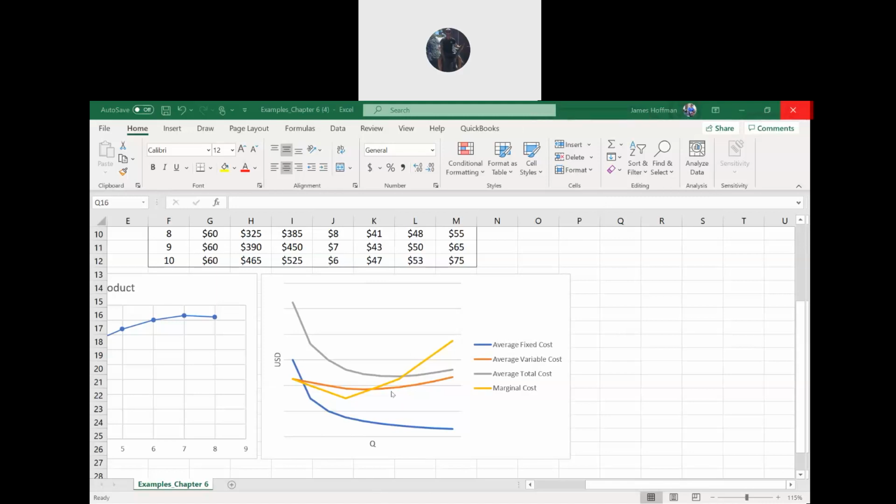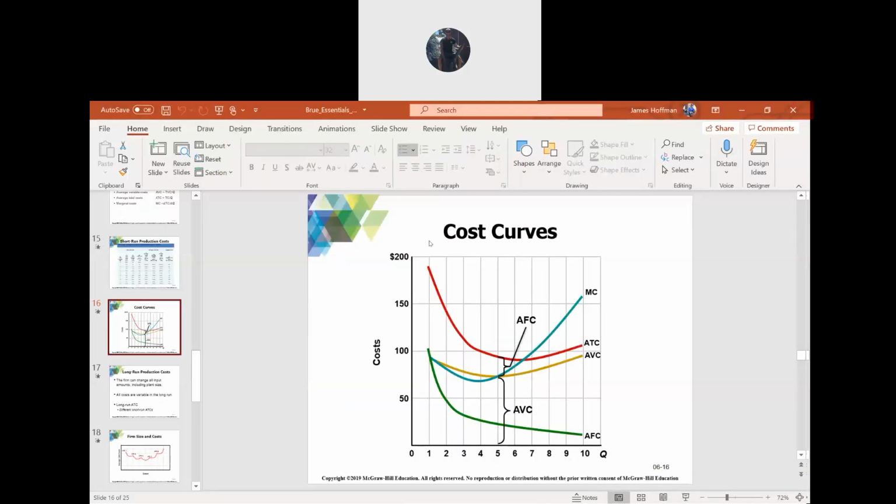All right, so yeah, doesn't that look pretty similar to what we saw in this slide here? So average total cost kind of does that. Average variable cost kind of does that. Average fixed cost always decreases because you're leveling out your fixed cost, and marginal cost is going to dip, then jump after the point at which we hit diminishing returns.